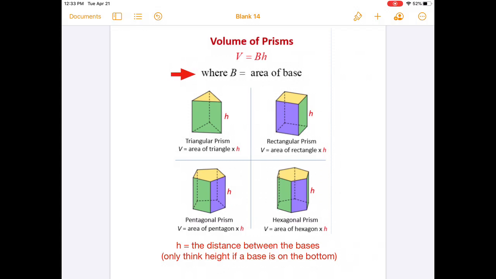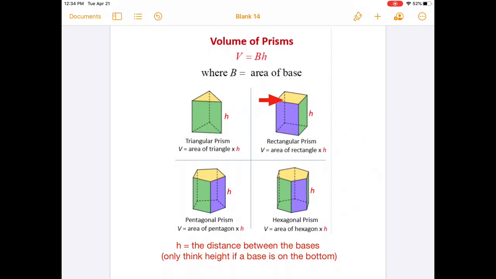Typically when we see a capital letter in a formula, that means that sometimes a little extra work has to be done. There's not just going to be a number given to you. You might have to use a formula within a formula. For example, if the triangular prism has a base of a triangle, we're going to have to use the formula for the area of a triangle, which is 1/2 base times height, to find what capital B is, and then use the h, whatever that height might be, to calculate the volume.